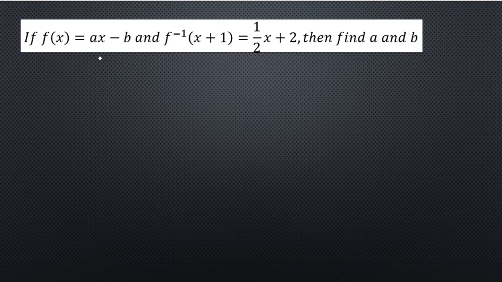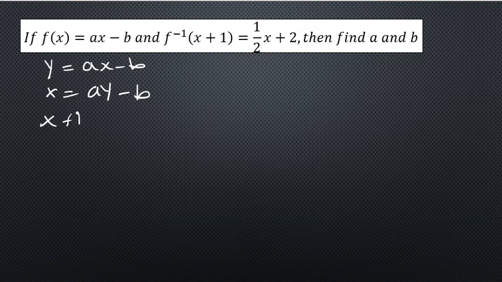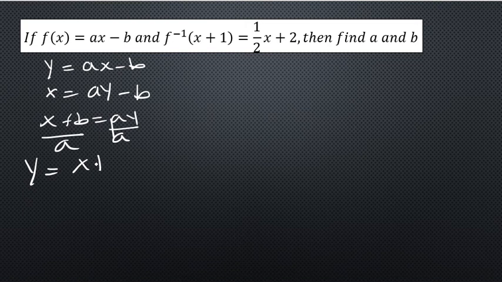First of all, if f of x is equal to ax minus b, what is f inverse of x? First, let's find the inverse of this function. You know the process of finding the inverse function. In place of f of x, you write y is equal to ax minus b, and then exchange the places of x and y. In place of y, write x is equal to ay, and in place of x, write y minus b. Then make y alone, bring the b here. x plus b is equal to ay, then divide both sides by a. Therefore, y becomes x plus b over a. This means f inverse of x.